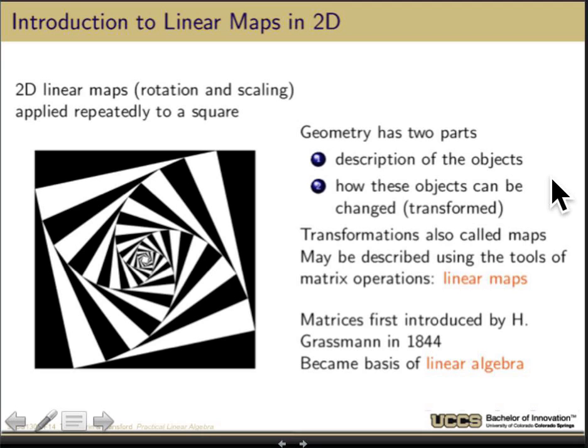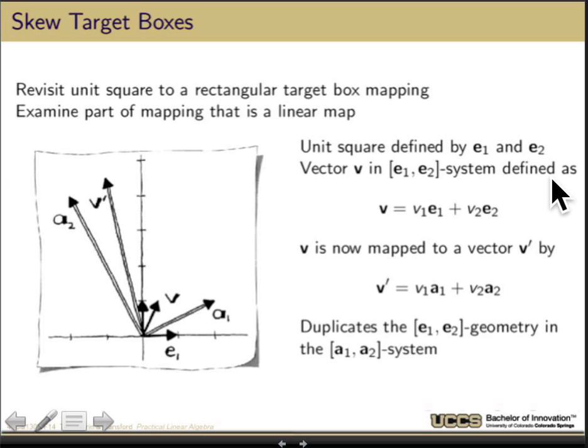The form of matrices was first introduced by Grassmann in 1884 and became the basis for the topic of what's called linear algebra. There are, of course, more complicated kinds of maps. They're not always going to be linear, but what we'll look at in this class will be linear maps. We actually already introduced these a little bit in Chapter 1, where we looked at local coordinates and global coordinates. There we had transformations, but they were only scaling and translation. So this time we're going to look at things that include rotation.